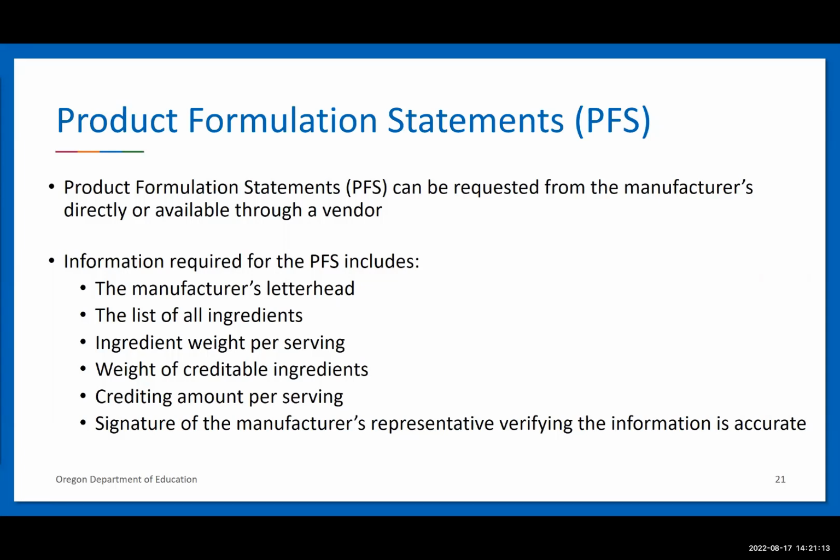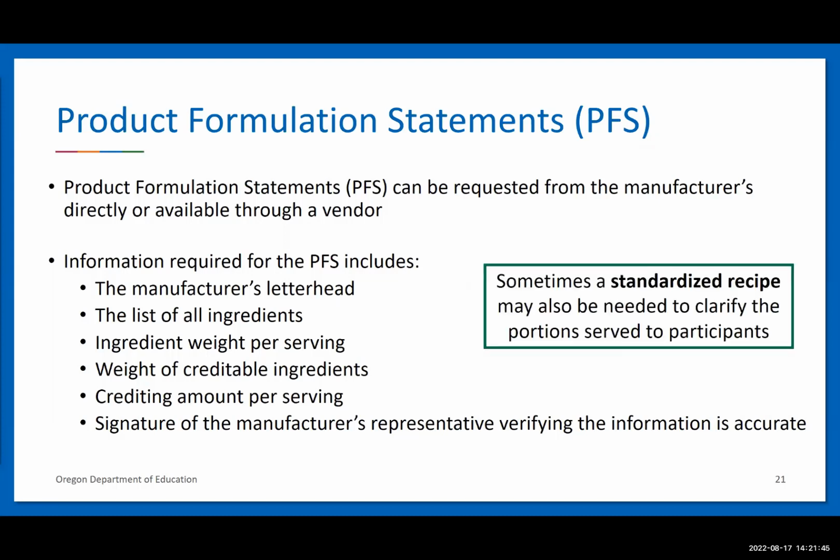A product formulation statement must have the following information. It must be on a manufacturer's letterhead, have a list of all ingredients, the ingredient weight per serving, the weight of the creditable ingredients, the crediting amount per serving, and the signature of the manufacturer's representative verifying that the information provided is correct. The PFS or CN label used will support and verify that the amount served to your participants met CACFP serving size requirements.